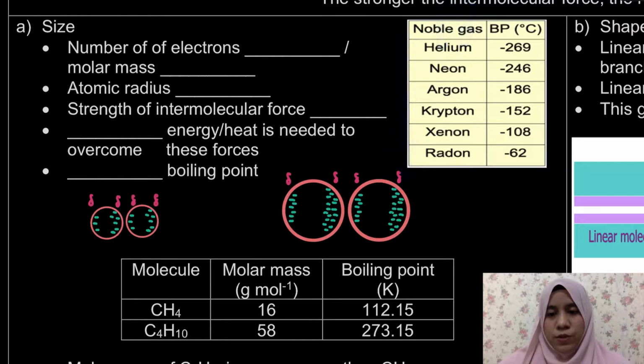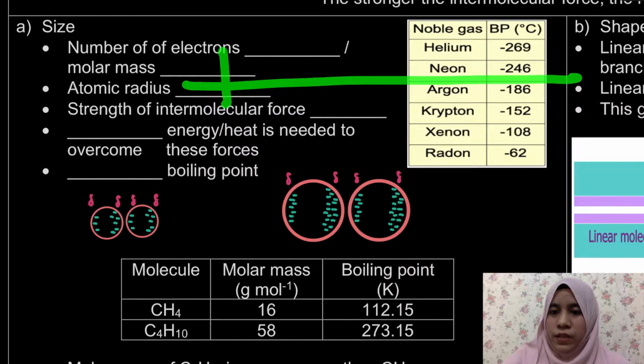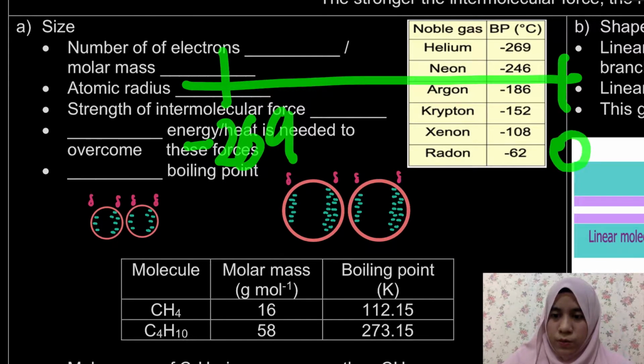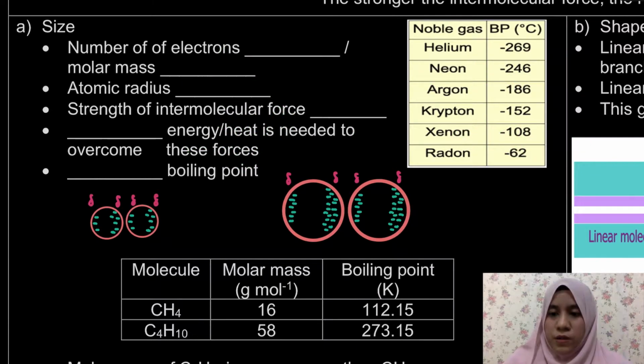Noble gases are group 18. As we can see here, down the group, the boiling point will be getting higher. Why? For example, if we draw a line, first helium is negative 269, here is our 0, then this one is negative 246, this one negative 186. Even though they are negative, we know that down the group, our boiling point will be getting higher.